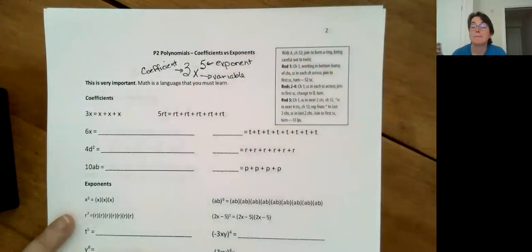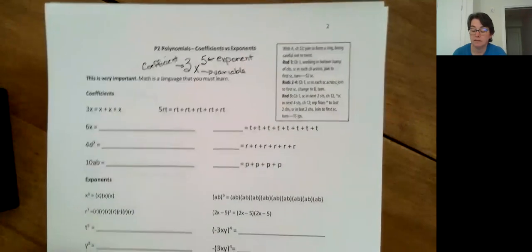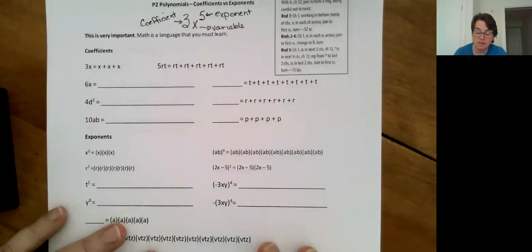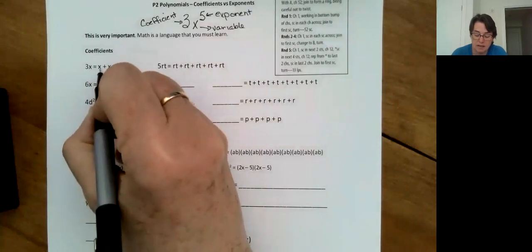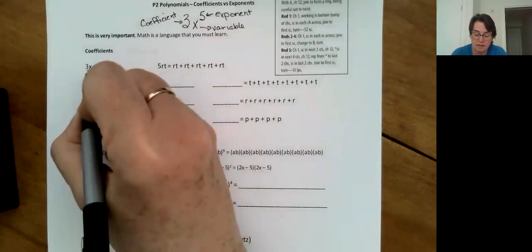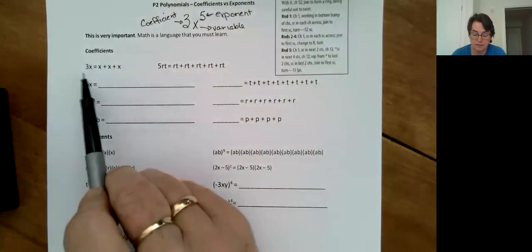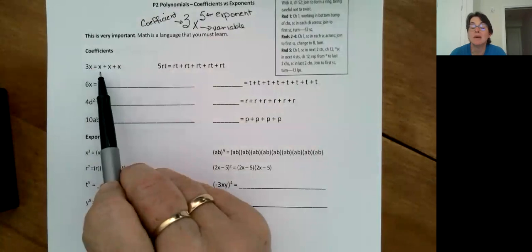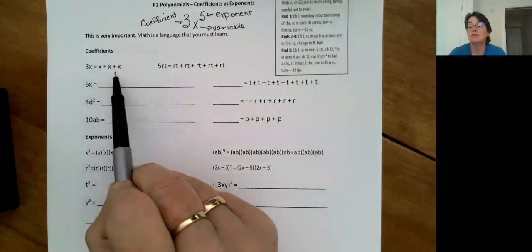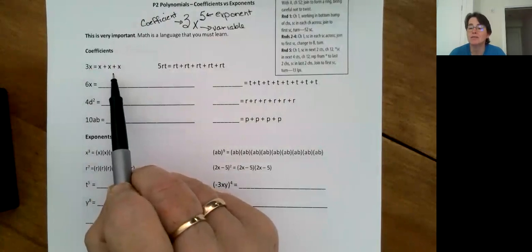Now, there's a difference. Not everybody remembers that. So let's look at coefficients first. I kind of wrote this backwards. I should have had x plus x plus x is 3x. Part of this is mathematicians and scientists just wanted to have a bit of a shortcut. If you looked out the window and you saw some cats, you wouldn't say, look, it's a cat and a cat and a cat. No, you'd say, look, there's 3 cats outside.